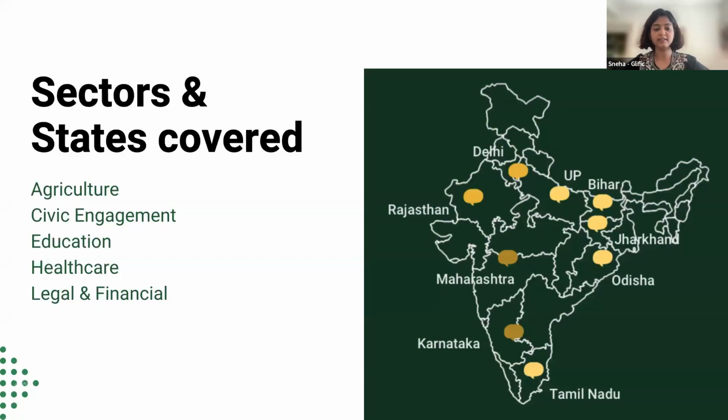Talking about different sectors and states, we are in 8 states in the country through our NGO partners, and these NGO partners belong to these 5 sectors: agriculture, civic engagement, education, healthcare, legal, and finance.